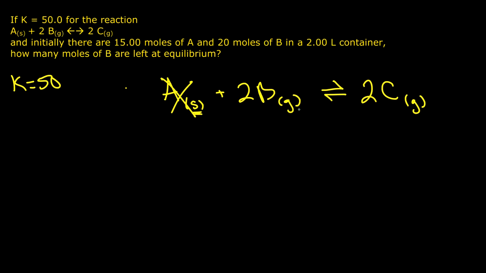Got 2B, which is a gas. I'm going to keep that. Got 2C, which is a gas. I'm going to keep that. And since these aren't real species of chemicals, we have to assume this balanced equation is correct. So these coefficients should be fine.